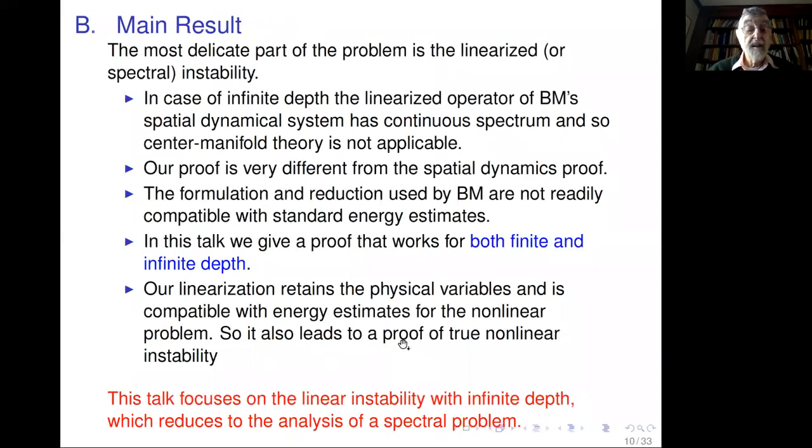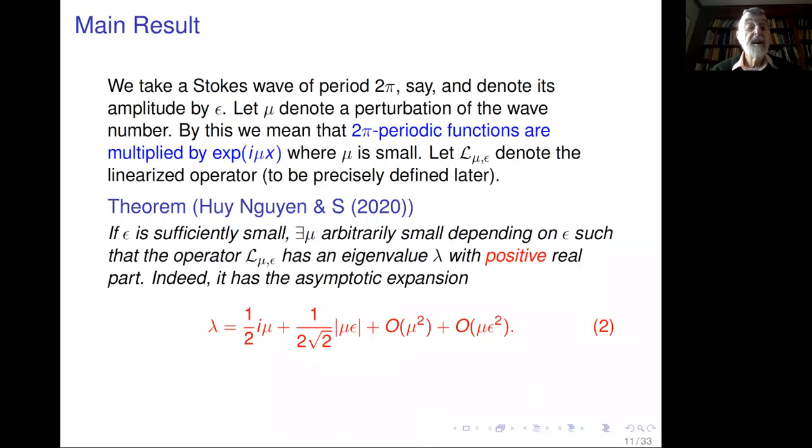So the main result, let me see, I think I'm going to just go to the bottom of this slide here. I'm comparing this with the Bridges-Mielke proof, but the main thing is I'm going to talk about the linear instability of the problem. I'm going to take infinite depth, and because I linearize the problem, the whole thing reduces to analyzing a certain spectral problem, finding something about the spectrum of the linear operator, as you'll see shortly. So here's an approximate statement. Well, it's a pretty accurate statement of the main result.